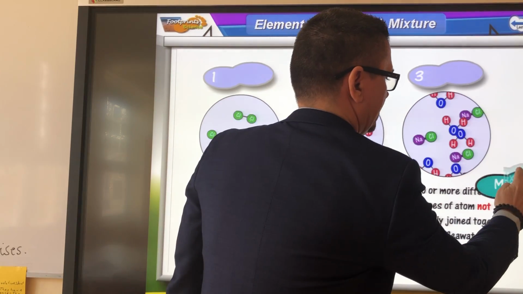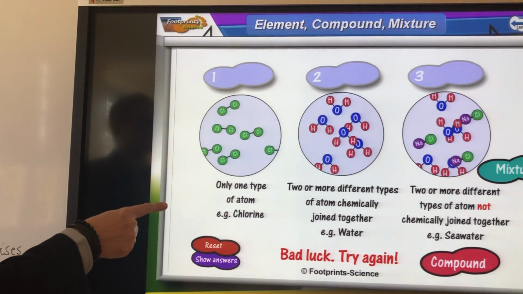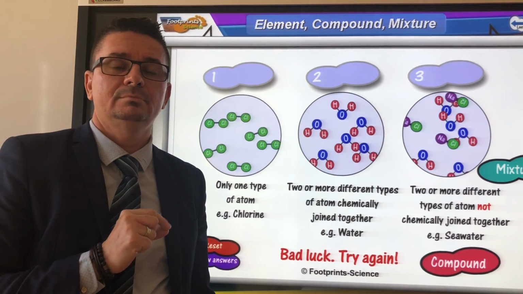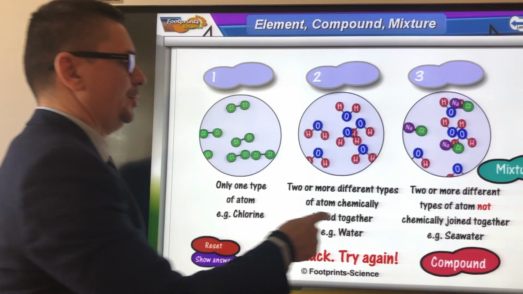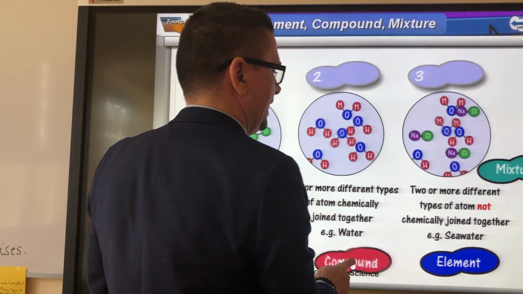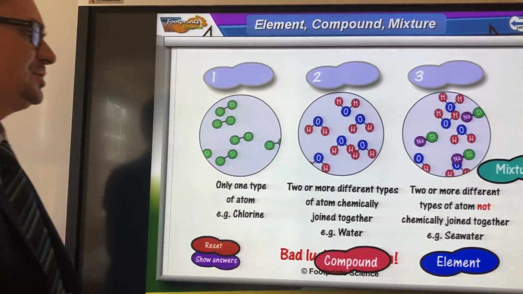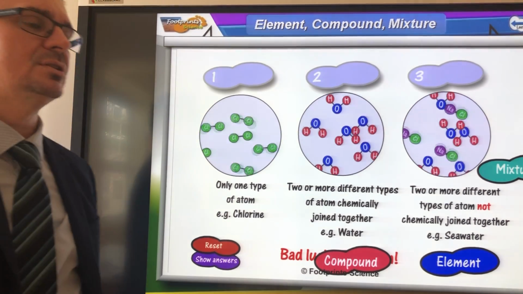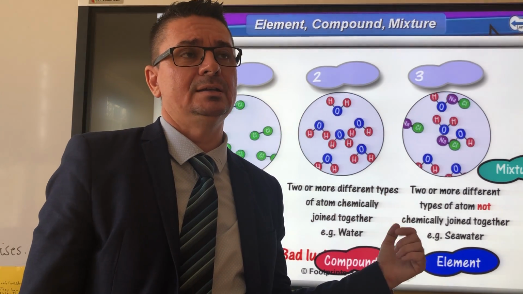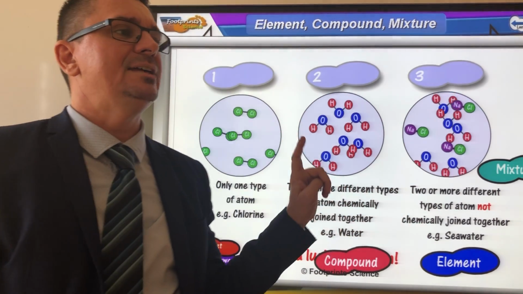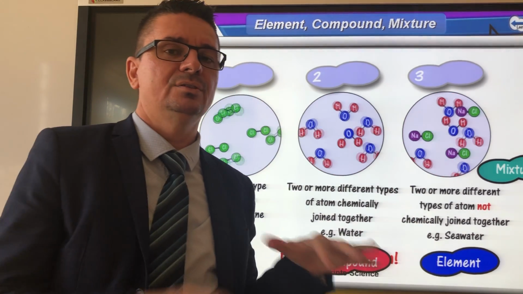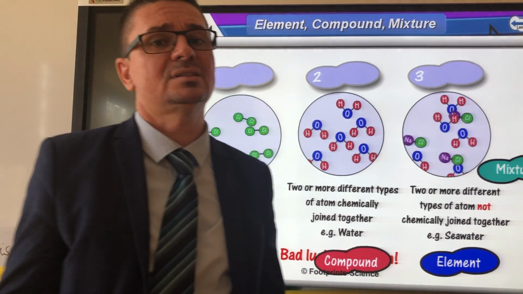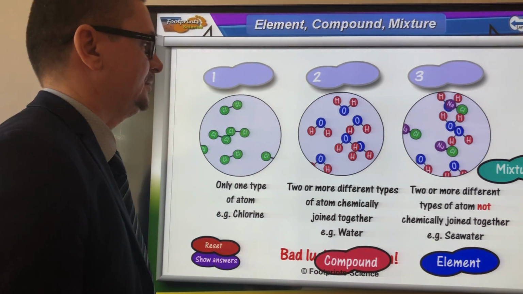Is it a mixture? We will see. Two or more different types of atom chemically joined together. So, for example, water. Is that a mixture or a compound or an element? Two or more different types of atom not chemically joined together, like seawater, because I can separate the salt from the sea. If you can remember, we spoke about this. If you evaporate water, the salt remains there in a pool. This is how actually they produce salt in many countries these days.